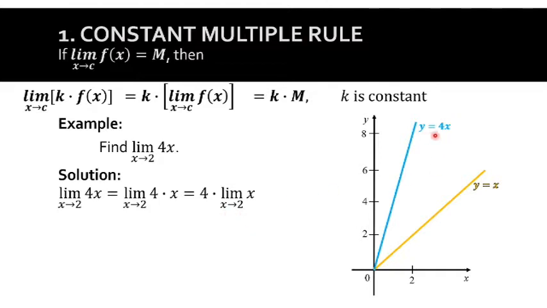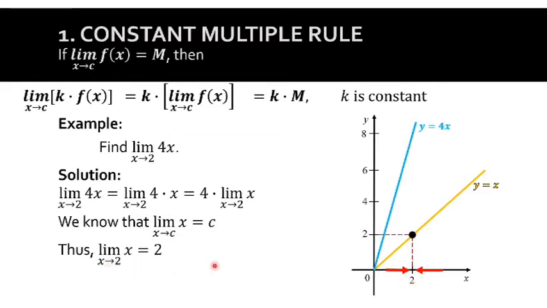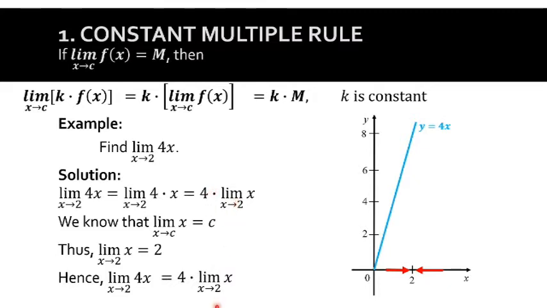We can recall that y is equal to 4x is just equal to y is equal to x, only stretched away from the x-axis by a factor of 4. Or it is being compressed toward the y-axis also by a factor of 4. And we know that the limit of x as x approaches c is equal to c. So as x approaches 2, the limit of x is equal to 2 also. Hence, the limit of 4x as x approaches 2 is equal to 4 times the limit of x, which is 4 times 2, which is equal to 8.